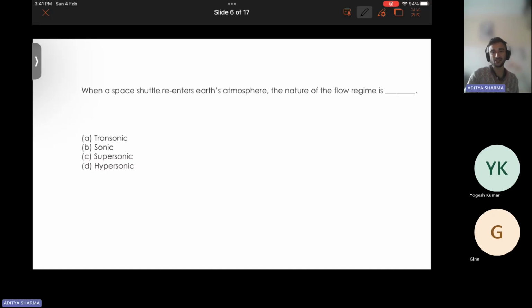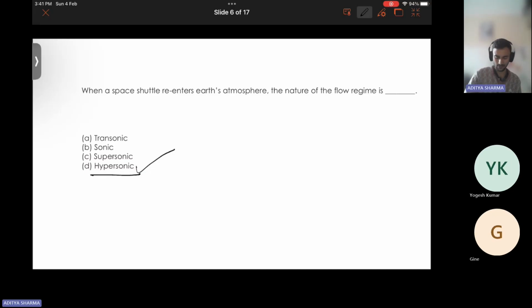In that case, we need to define another class of flow regime when we are dealing with compressible flows, and such a regime is known as the hypersonic regime. Such situations arise when the Mach number of the aircraft or spacecraft is more than Mach 5.